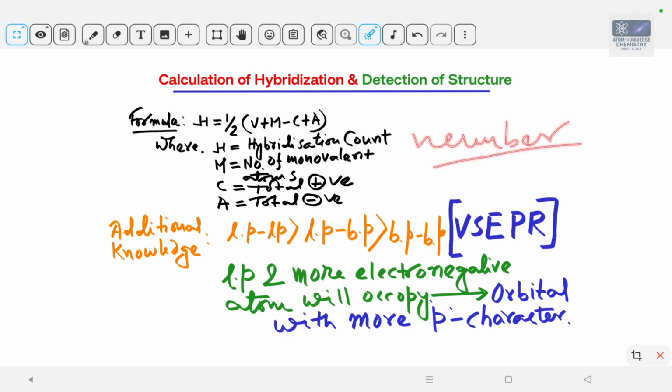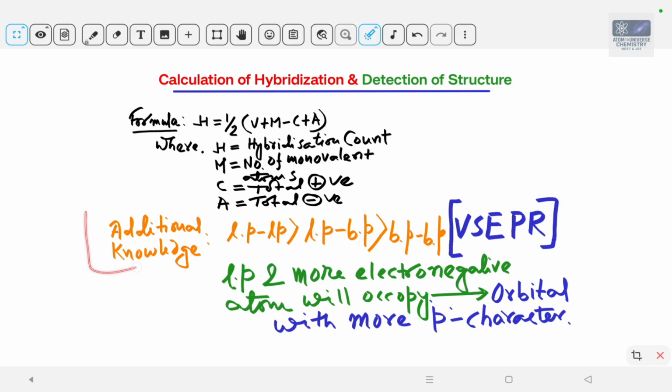We will discuss it later. M stands for the number of monovalent atoms. If there are any divalent, trivalent, or other atoms having a valency of more than 1, then that count need not be taken in the formula. C is the total positive charge in the given species or molecule, and similarly A is the total negative charge given in the species.